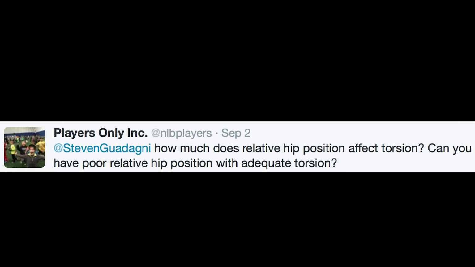Players Only in Corporate ask, how much does relative hip position affect torsion? And can you have poor relative hip position with adequate torsion? Okay, remember the second part. So the first part, yes, hip position does affect torsion.